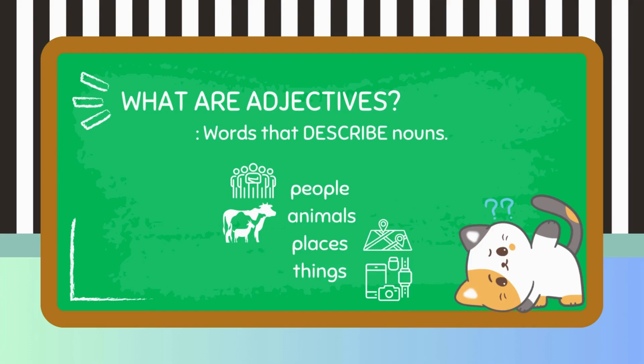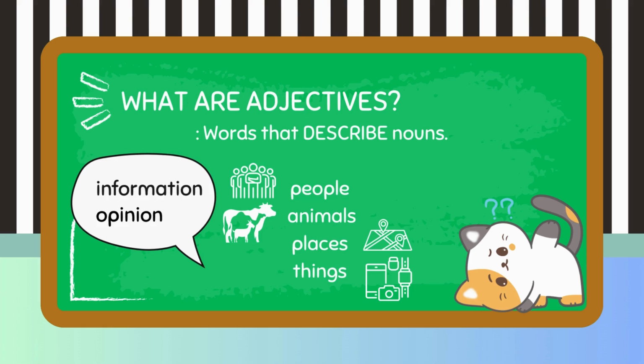Now, before we proceed, let us understand what is adjective. So, adjectives are words that describe nouns, and nouns are words that identify people, animals, places, and things. Adjectives can give us information such as the size or age of a noun. Adjectives can also tell us someone's opinion about a noun or describe how someone is feeling.